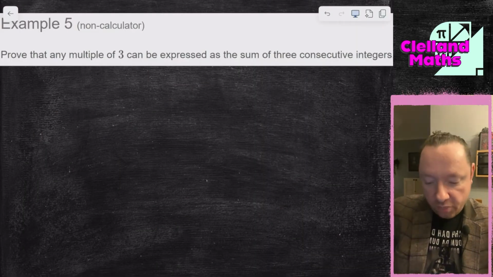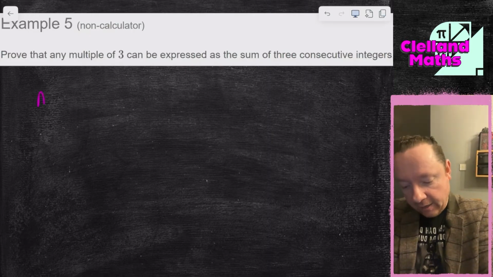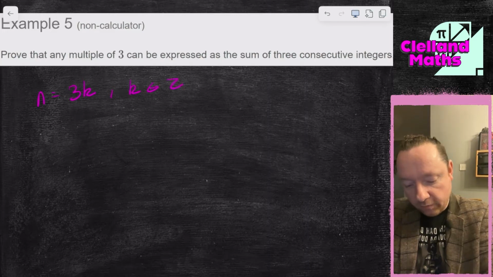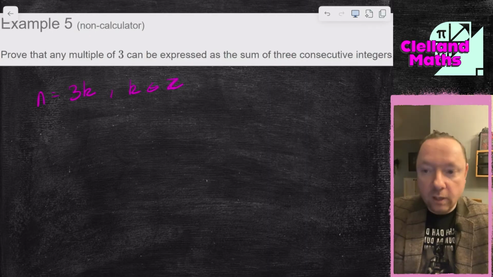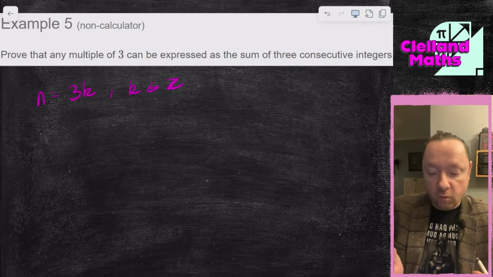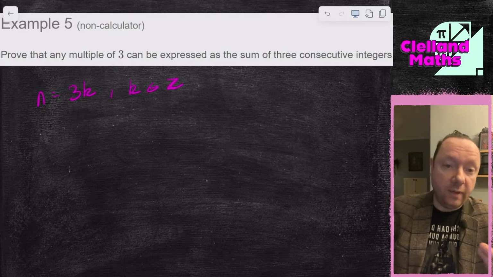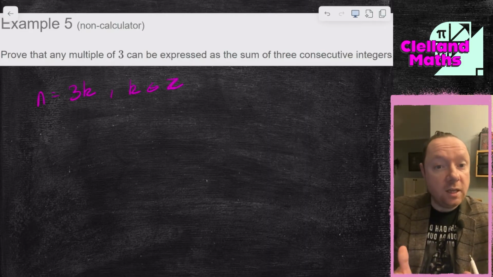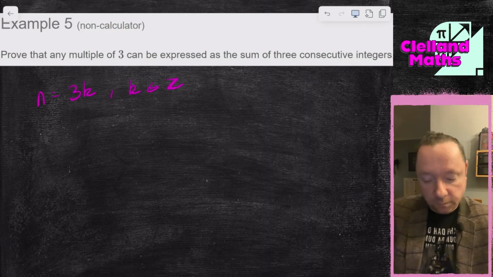Prove that any multiple of 3 can be expressed as the sum of 3 consecutive integers. Okay, so multiple of 3, so let n equal 3 times some number k, where k is a member of the integers, Z. Okay, so now what does that mean? We want to say consecutive numbers. So if I've got k, say for a number, the next number will be k plus 1, the next number will be k plus 2. Or if I want to start with k in the middle, the one before it would be k minus 1, and the one after it would be k plus 1.